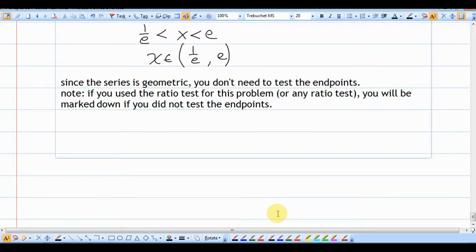Okay, and number 3. It's fair. If it's geometric but you did use the ratio test, you still have to test the endpoints. Anytime you use the ratio test, you have to test the endpoints, geometric or not. Which is why you don't want to use the ratio test for a geometric series.